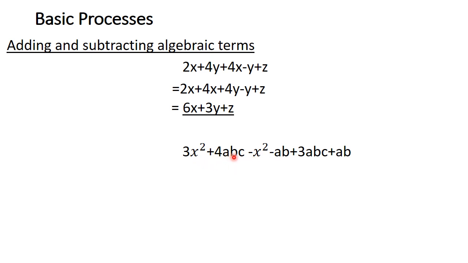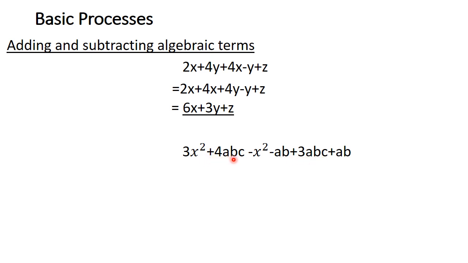Then 4abc. Which term is a like term to 4abc? Scan through the expression. This one, of course, is not. Minus ab: is this a like term to this? This is abc and this is ab, so they are not like terms unless there is a c here. So this is not a like term to this, so we skip it. Then we go to this one, plus 3abc.